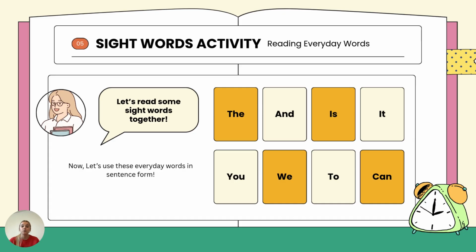So we're going to do a sight word activity. I'm going to have you read these sight words. We'll read them together. I'll read them first, and then I'll have you read them, and then we're going to use them in everyday sentences. So: the, and, is, it, you, we, to, and can.